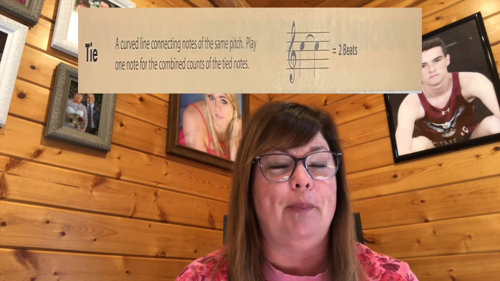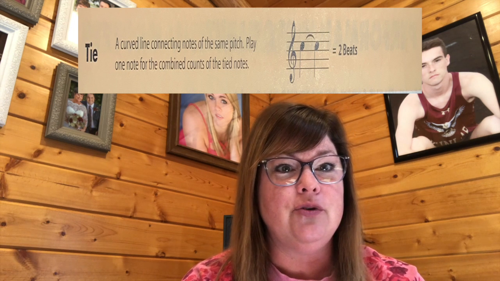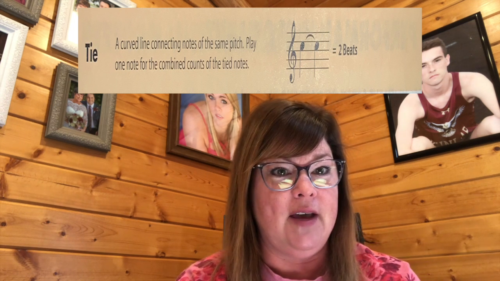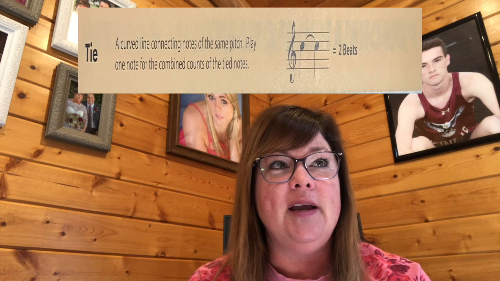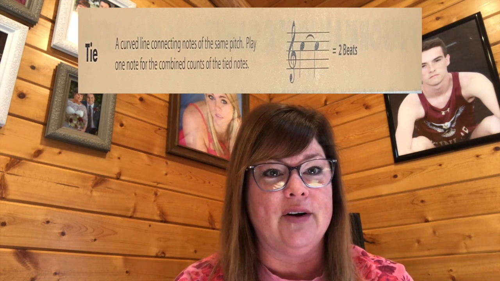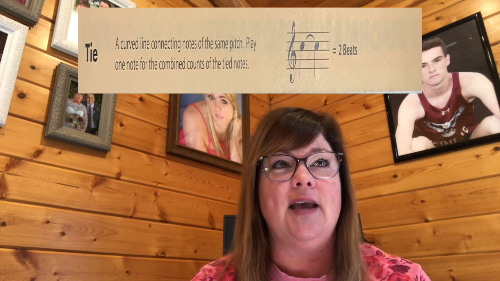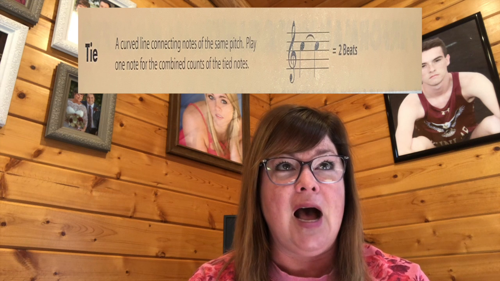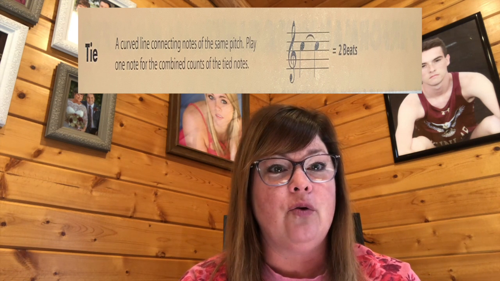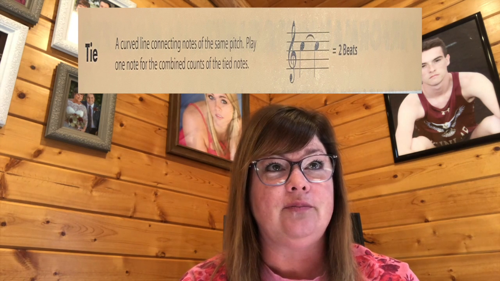And 14 talks about tied notes. And you'll notice in the yellowish, orangish box, it gives you a definition of what a tie is. It shows you what it looks like. I think it looks like a smiley face. And it explains how they work. Basically, you take the notes that are tied together and you add their counts together. So they show you in the example a quarter note tied to a quarter note. Well, we know quarter notes are one count. 1 plus 1 equals 2.